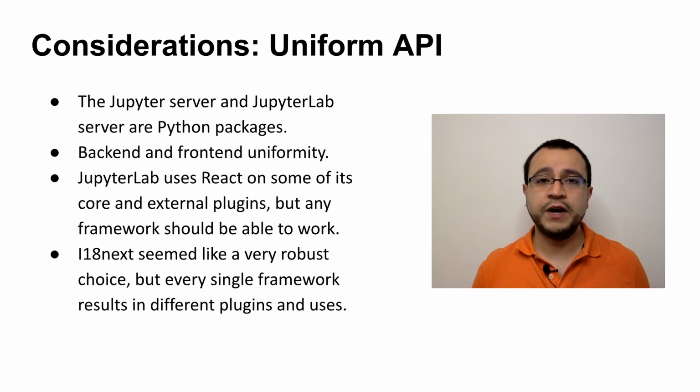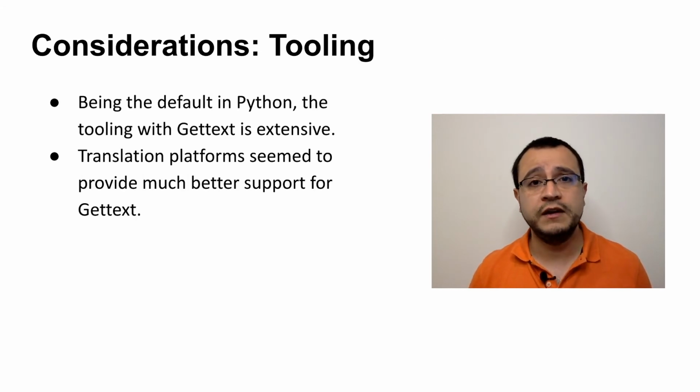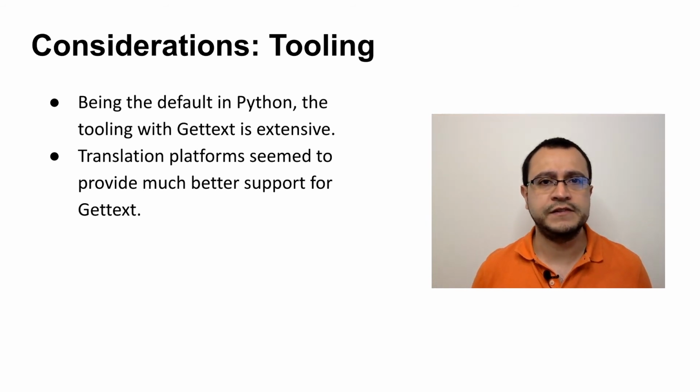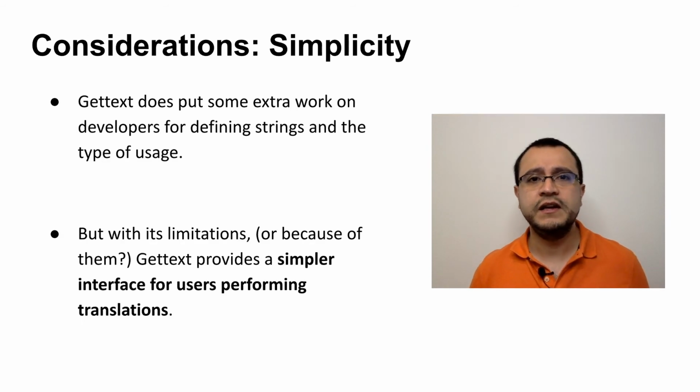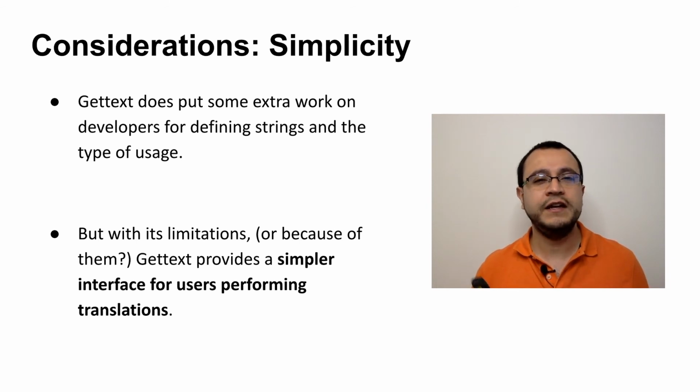The tooling with Python around Gettext is huge, and on the server side, where most of the heavy lifting is taking place, it seemed like the better fit. Also, translation platforms seem to favor and have much better support for Gettext. Although Gettext does have some deficiencies and puts an extra burden on the developer, one final consideration we wanted is to provide a very simple interface for translators and users helping with translation.